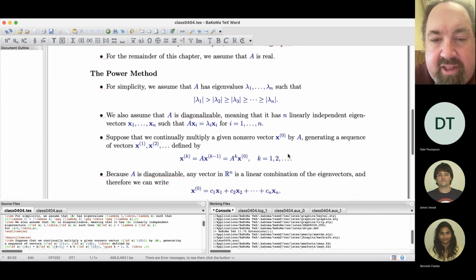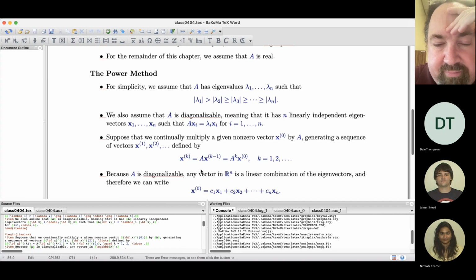All right. Now here's where the non-essential assumption of A being diagonalizable comes into play. Because it's diagonalizable and the eigenvectors are linearly independent, that means you can express any vector in terms of those eigenvectors. So our initial guess, x^(0), is some linear combination of the eigenvectors. With this representation of x^(0) in hand, we can get a similar representation of each of our iterates.